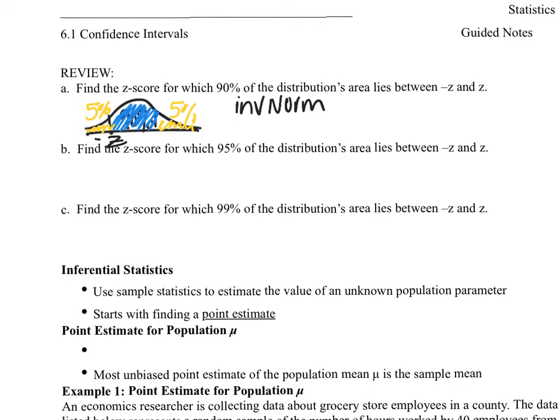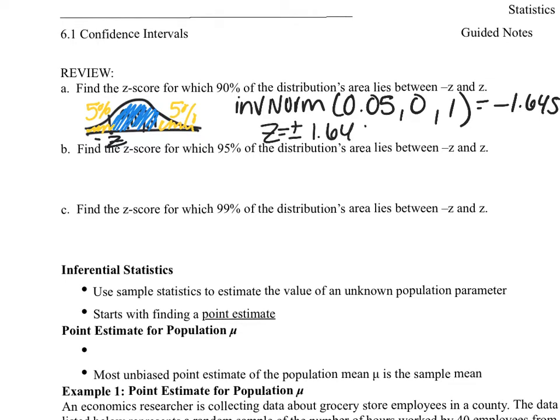So in my calculator, we can go to the inverse normal function, which, just to remind you, you go to the vars button, second vars, and number 3 is inverse normal. And you're going to put in that 5%, which is 0.05, comma 0, comma 1. You just click enter, and we get negative 1.645. So that means my z-scores are positive and negative 1.645.